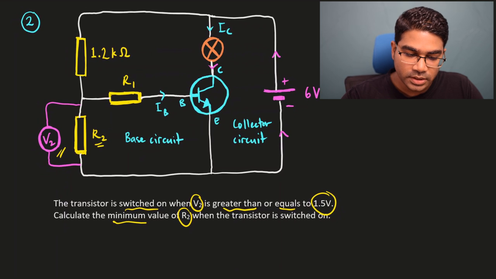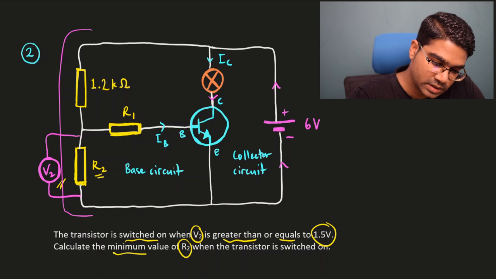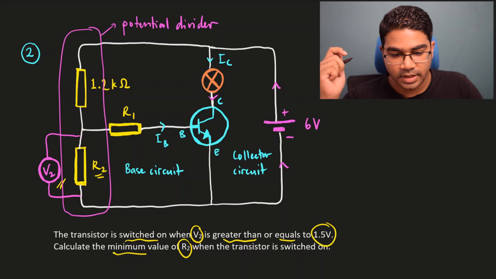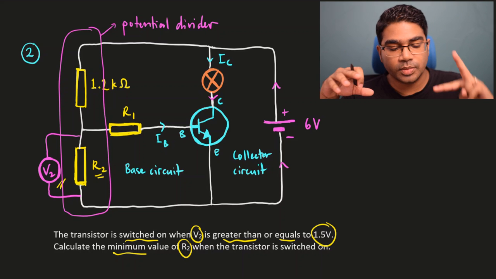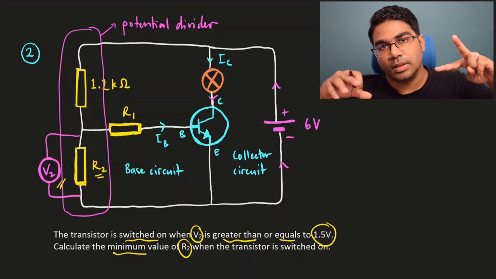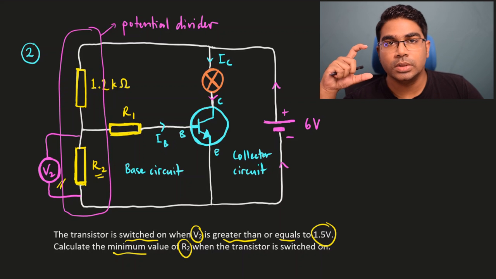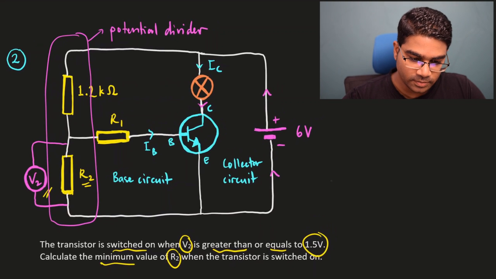For the potential divider, this is the potential divider. When two resistors are connected in series, then we have ourselves a potential divider. A potential divider does exactly what the name suggests. It divides the potential. So the EMF from the dry cell is split between the two resistors. They must share it. And the sum of potential differences must be equal to the EMF supplied. It cannot be more, it cannot be less. So let's work on that.